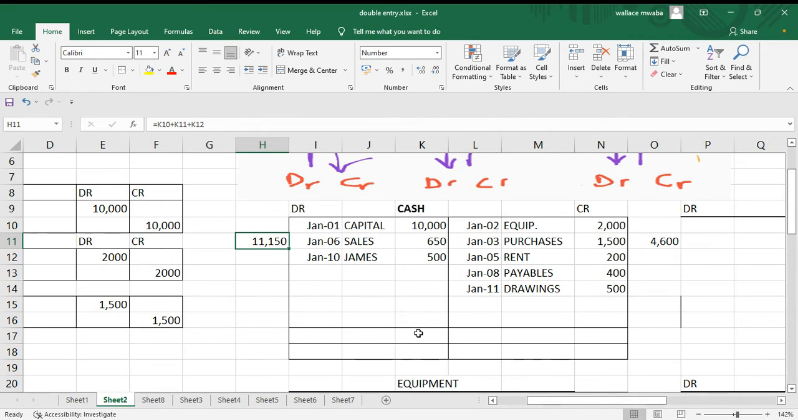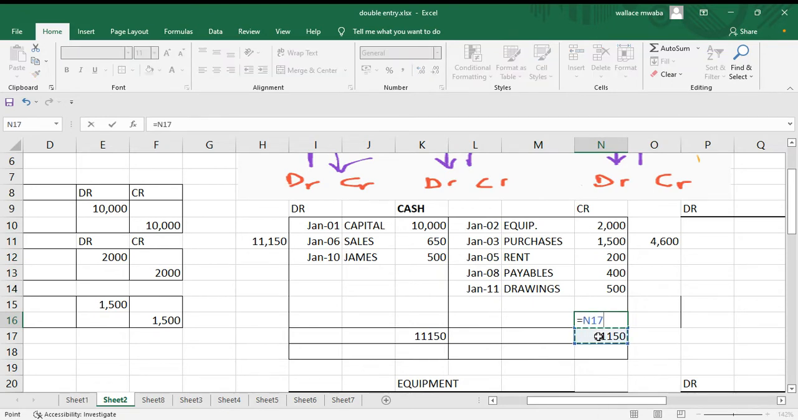So we'll record the amount there, 11,150, and then here also 11,150. Now we want to calculate our balance. The balance appears on the lower side, and since the lower side is the credit side, our balance will appear on this side. We call it our balance carried down.